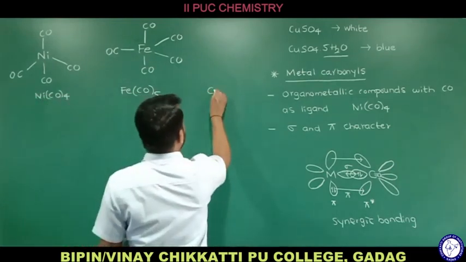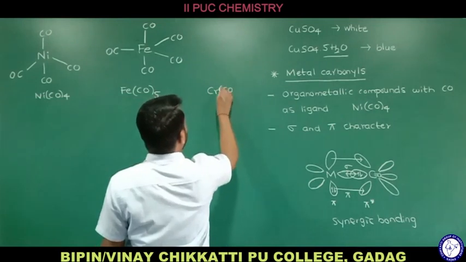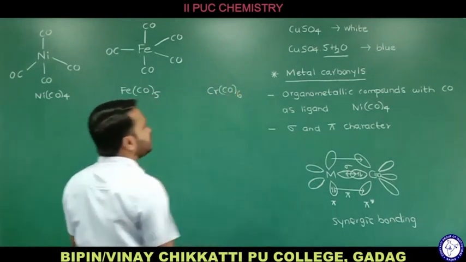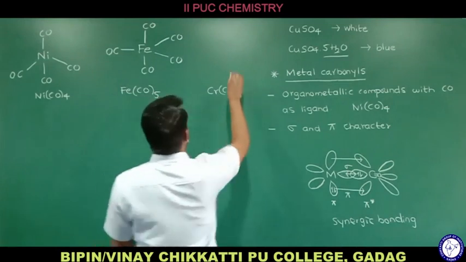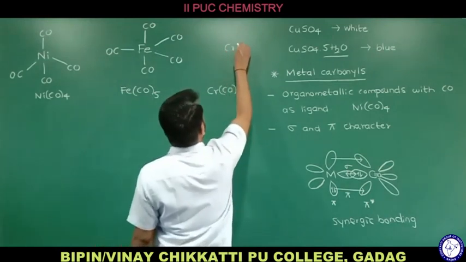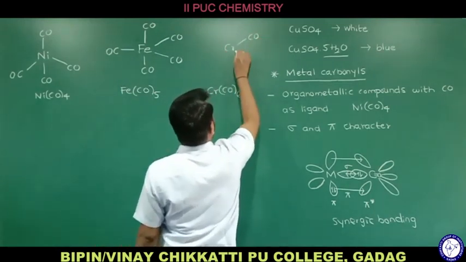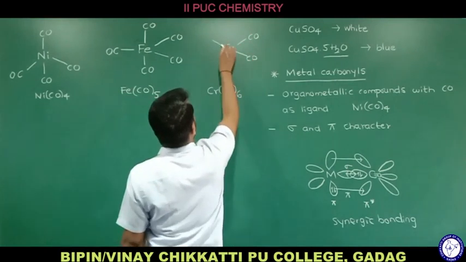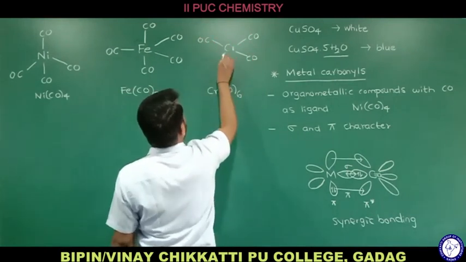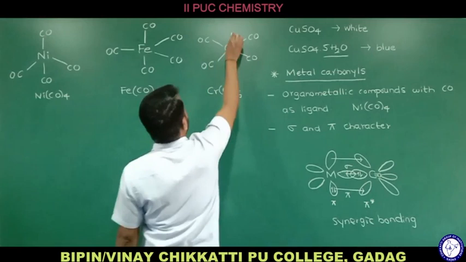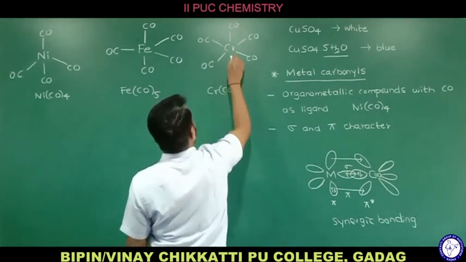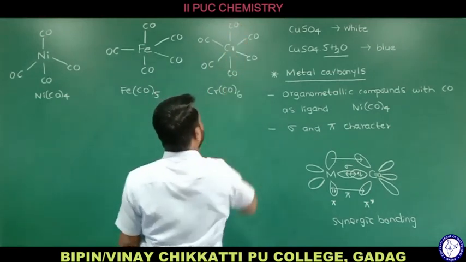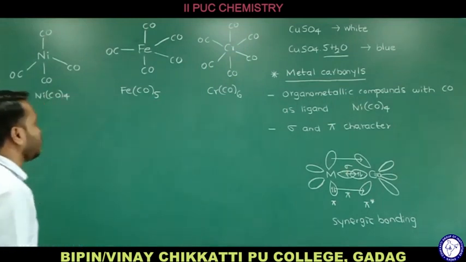One more example I consider is Cr(CO)6. The coordination number is 6, and one can easily guess the geometry would be octahedral. Therefore, 4 carbonyls will be at the 4 corners of a square, and one carbonyl will be above and one below, and that kind of geometry we call octahedral geometry.